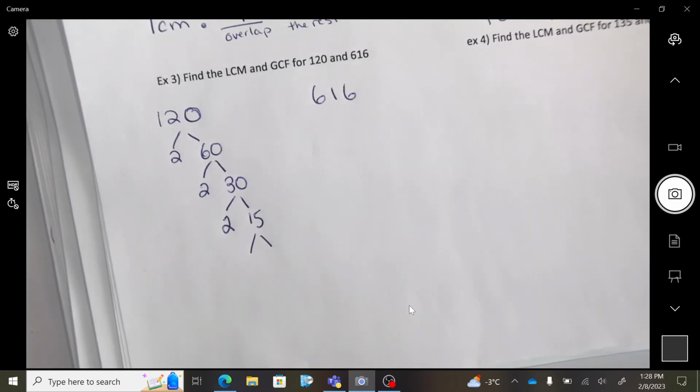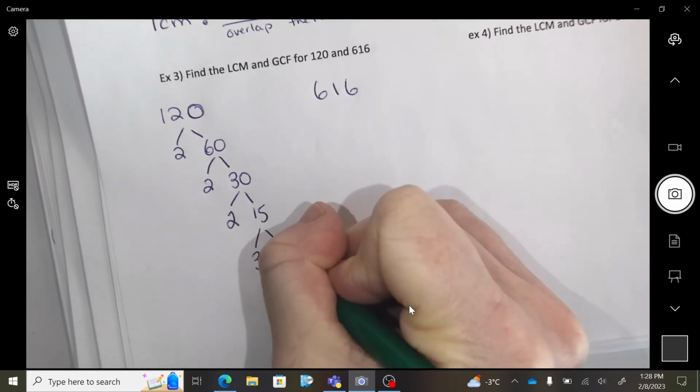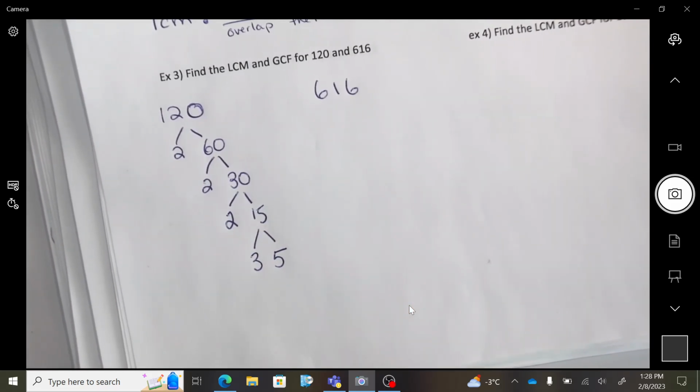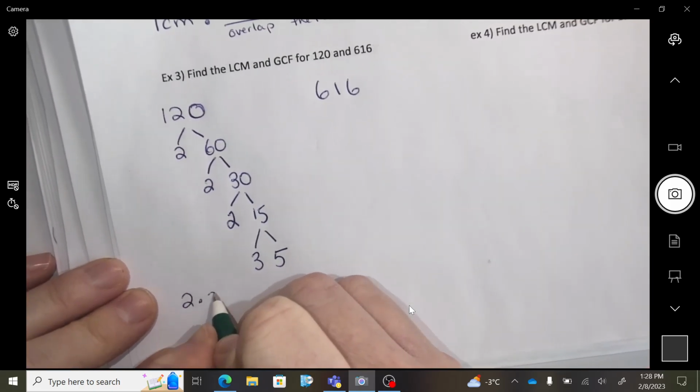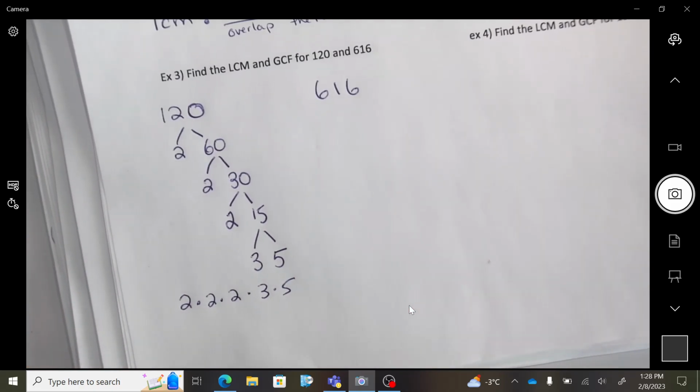So I move up to a 3. Is it divisible by 3? 3 times 5. And now look at us. We've reached all prime numbers. All those numbers are now prime. So I'm going to write this all 2 times 2 times 2 times 3 times 5. That would be 120 altogether, right?